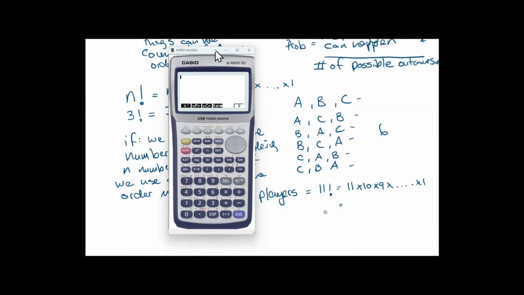Let's work out, if we have 11 players, how many ways are there of ordering our batting lineup? If there's 11 players in a cricket team, 11 factorial is going to be a huge number. So this kid who was trying to do it by hand, good luck, because there's almost 40 million ways of doing that.